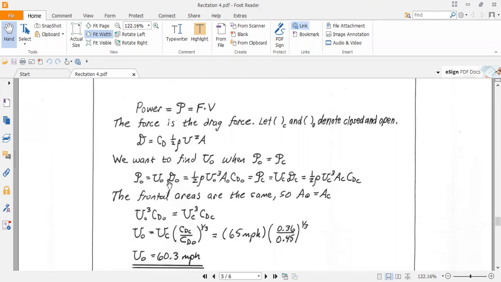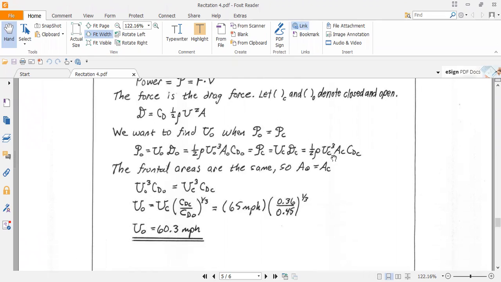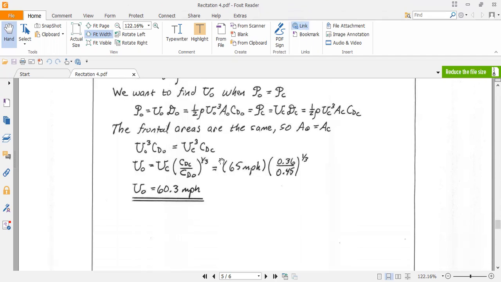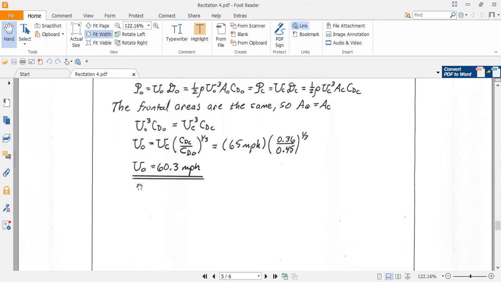So that's one. Now if we equate these two equations, because the rho is the same, that will be cancelled out, right? Half cancels out. So U naught cubed multiplied by CD naught. And the A naught and AC will be the same because the frontal area is the same. It was not changed, so that will also cancel out. So U naught equals UC multiplied by CDC divided by CD naught, whole to the power 1/3. Now UC, the closed car, has a velocity of 65 miles per hour, and CDC, these are given. So that's how we calculate the U naught.